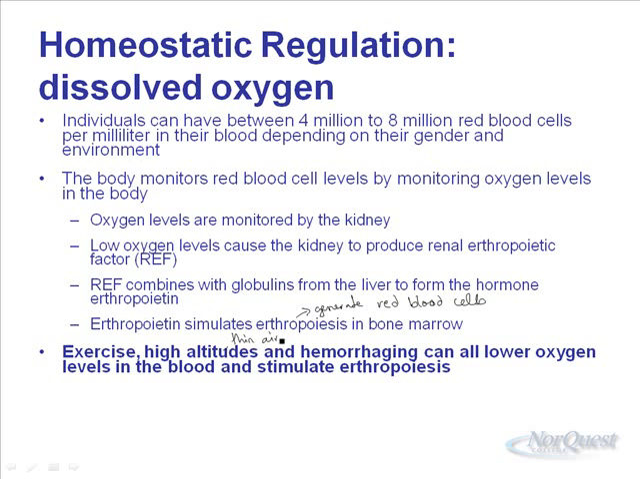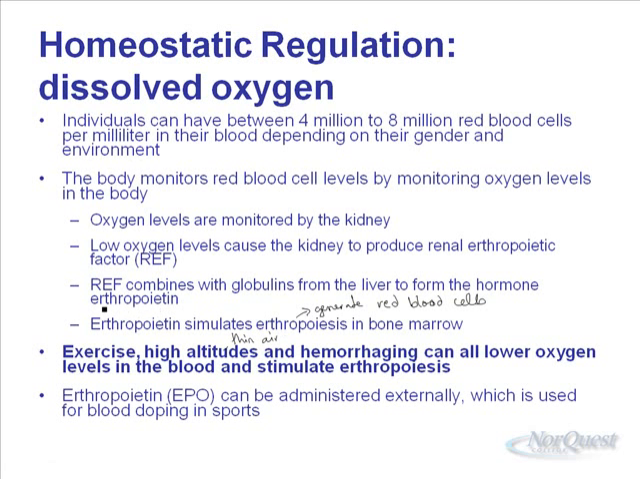Hemorrhaging, obviously if you lose blood, it needs to be replaced. So all of these can stimulate erythropoiesis. Erythropoietin can be administered externally, and this is one way to do blood doping. Instead of injecting blood, if you inject erythropoietic factor or erythropoietin, it does the same thing. It stimulates that red blood cell generation, and thereby increases your red blood cell count. The more oxygen you have in your blood, the longer you can do strenuous activity.